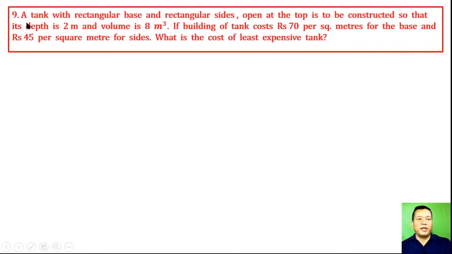Question number 9. A tank with rectangular base and rectangular sides open at the top is to be constructed so that its depth is 2 meter and volume is 8 meter cube. If building of tank costs rupees 70 per square meter for the base and rupees 45 per square meter for sides, what is the cost of the least expensive tank?